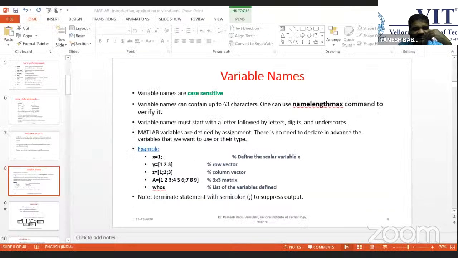Can you see this MATLAB screen, the MATLAB command window? Hello?